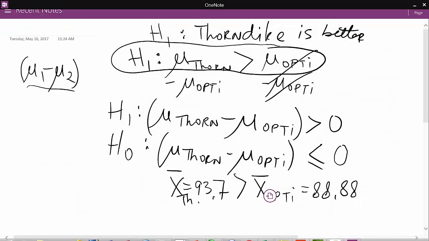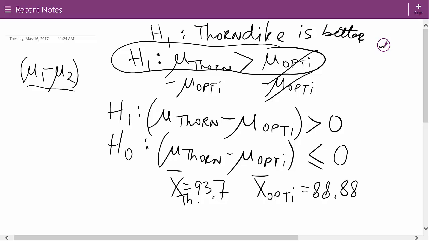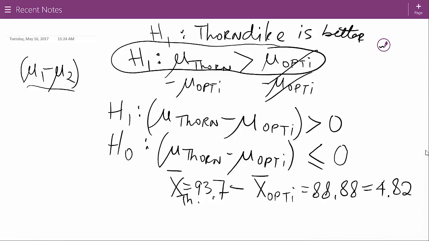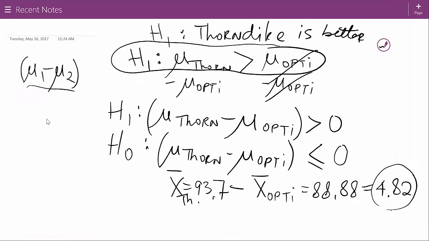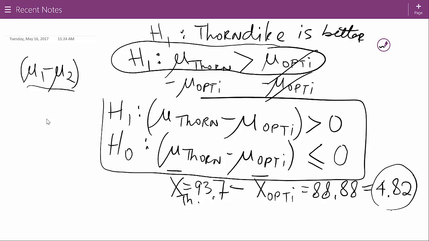So basically, it says that if you take the mean for the higher, Thorndike, and subtract the mean for the lower, OptiView, that is going to be your 4.82. That's your point estimate for the difference of mu1 minus mu2, because it's all based on samples. We're not talking population here, we're talking samples. So this is my point estimate of the population difference. Now that we have that cleared out, essentially we're comparing that against 0, because here's my hypothesis.